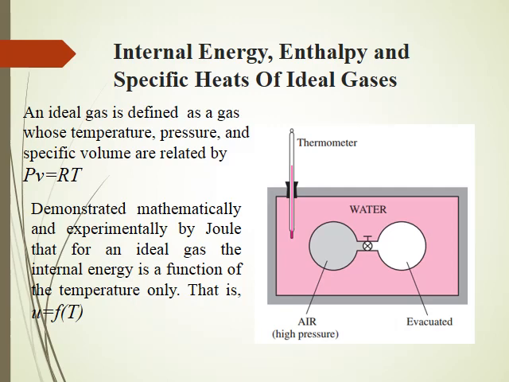Now, Joule demonstrated mathematically and experimentally that for an ideal gas, the internal energy is a function of temperature only. Its mathematical derivation we are going to do while we are doing the chapter on property relations. So it can be said that U is a function of temperature only for an ideal gas.